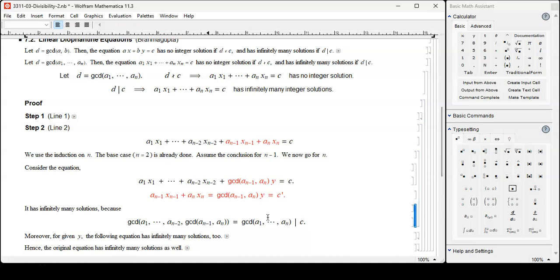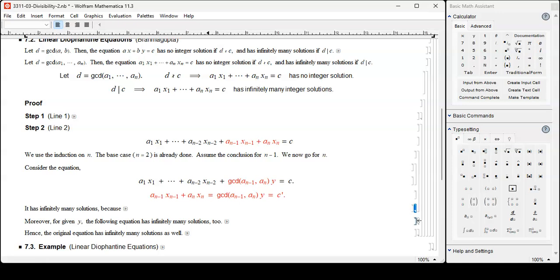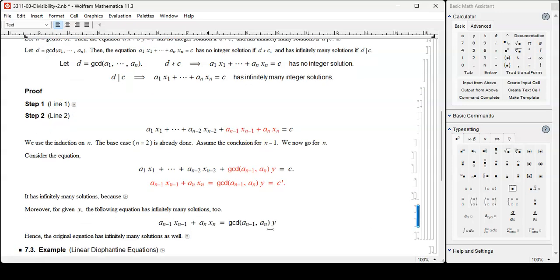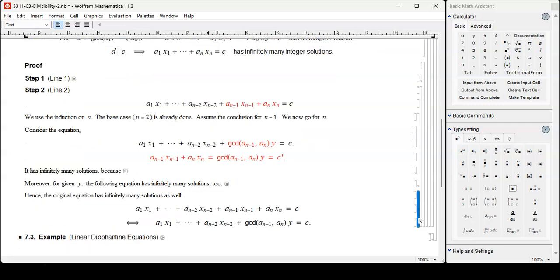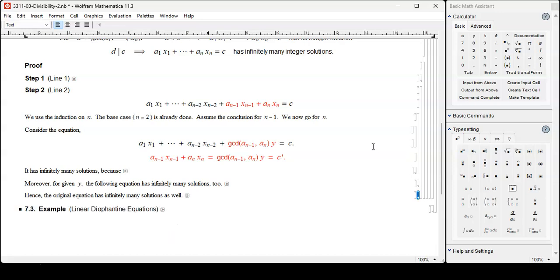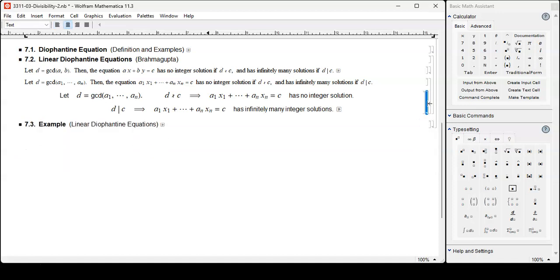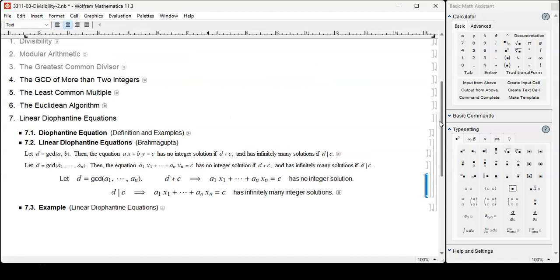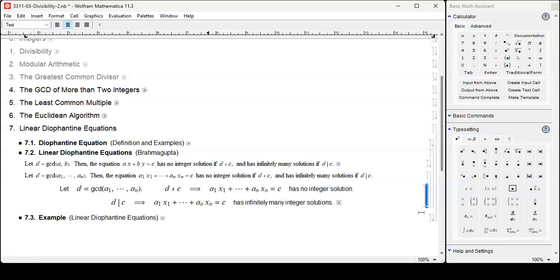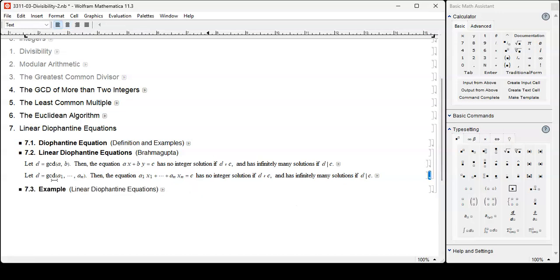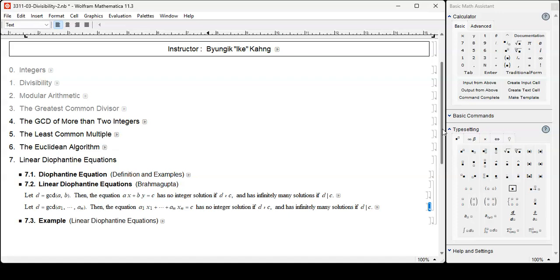Okay, all right. All this divisibility. And the given y, we have the second equation, which I just highlighted in red. Consequently, we have all those solutions. Okay, that proves the general case for linear Diophantine equations as well, even when we have more than 2 unknown variables.